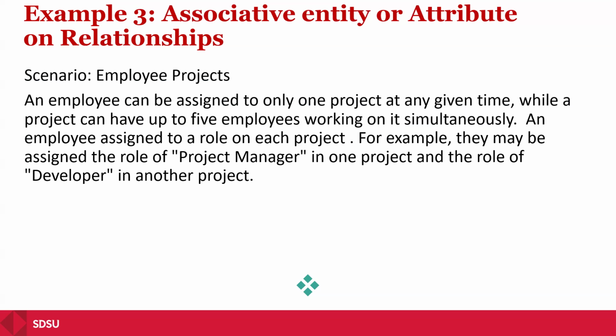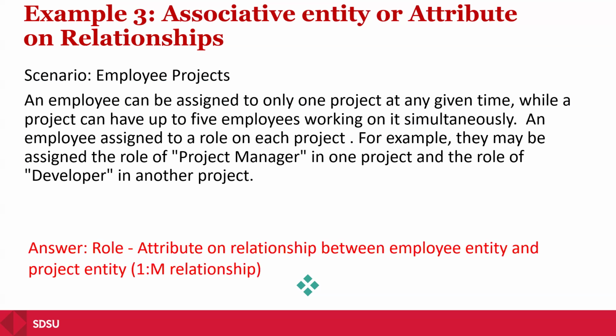And also, there is not much information to it other than role. We don't have a date of assignment, we don't have any other information, it's just a role. So this is a good scenario for an attribute in a relationship. We'll just have a one-to-many relationship, and the attribute in this relationship is going to be role, right?